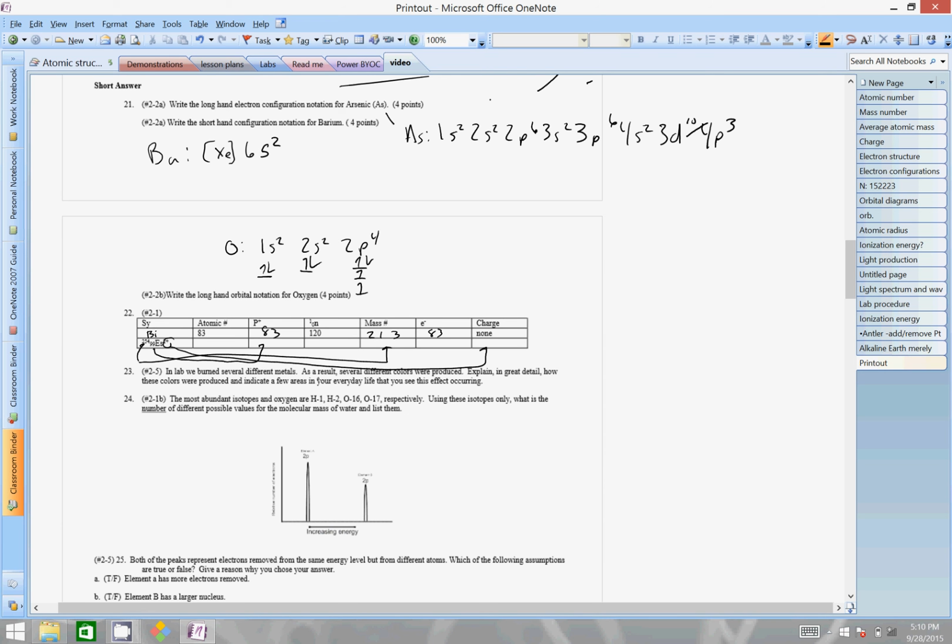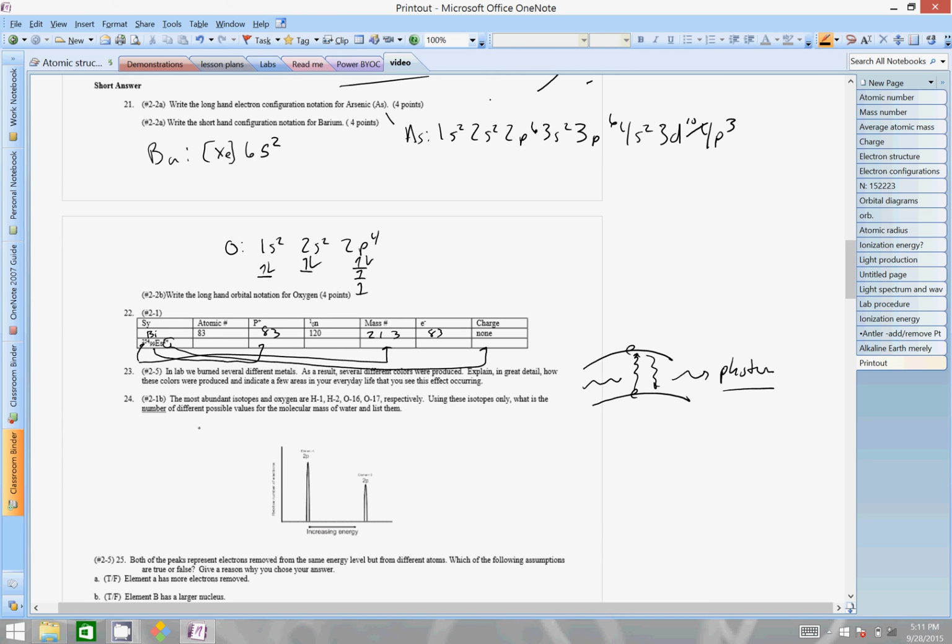In lab, we burned metals to get lots of light. Okay, how does this work? Make sure you show your picture. Electron ground, electron excited, comes up. As you put in energy, as it falls back down, it gives off a photon of light.